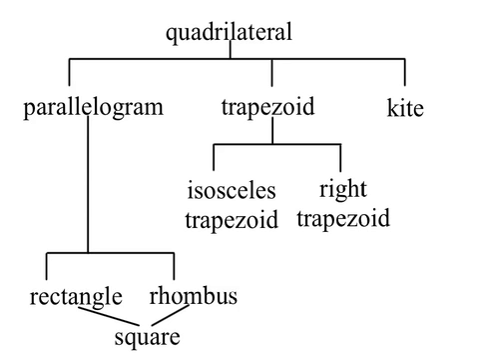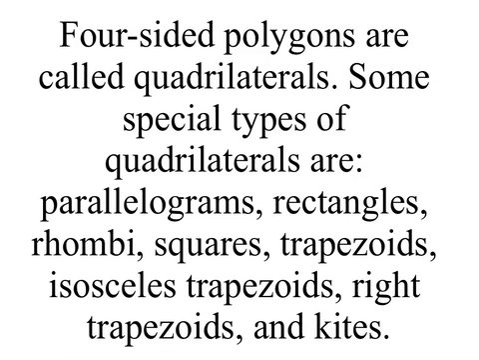What it has in common with the other polygons on this page is that a kite is another quadrilateral, meaning that a kite has four sides. In this lesson, we looked at four-sided polygons. They're called quadrilaterals. Some special types of quadrilaterals are parallelograms, rectangles, rhombi, squares, trapezoids, isosceles trapezoids, right trapezoids, and kites.